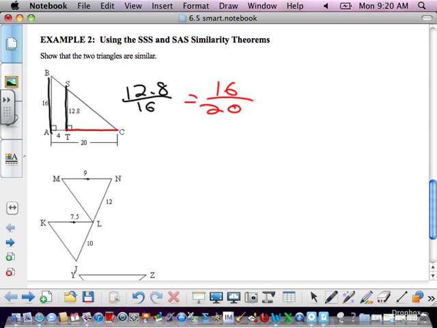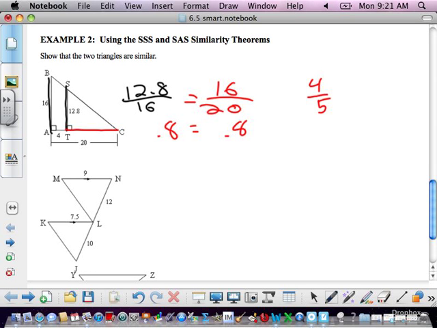Now we can just divide these and figure out if it's the same thing to prove that they're proportional. So we get 0.8, and 16 divided by 20 is also 0.8. And if we wanted to do a scale factor, we would get 4/5 because we would reduce 16/20.